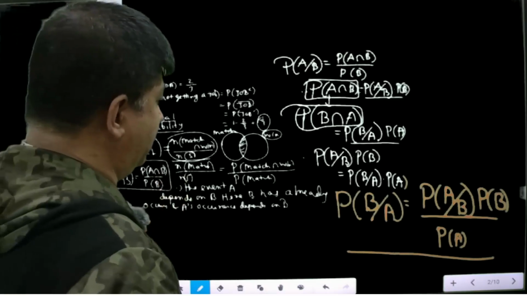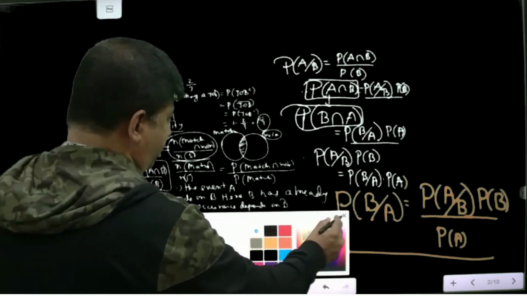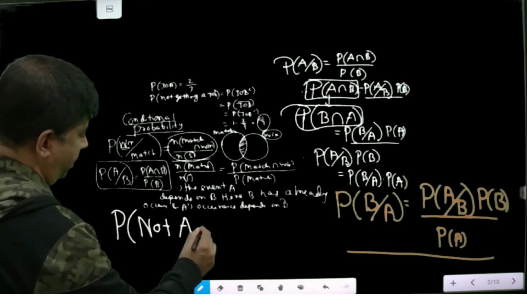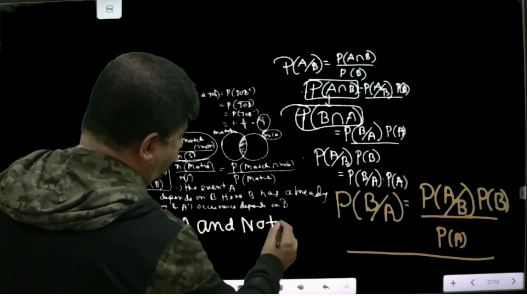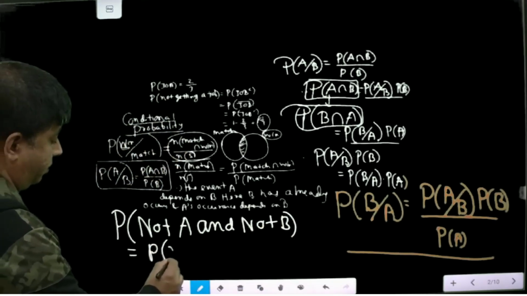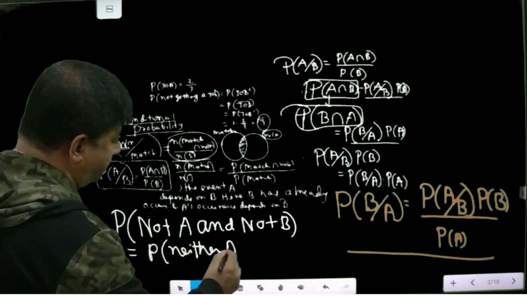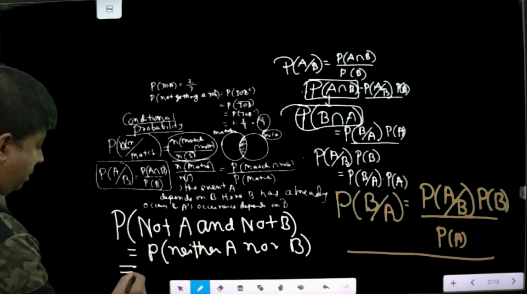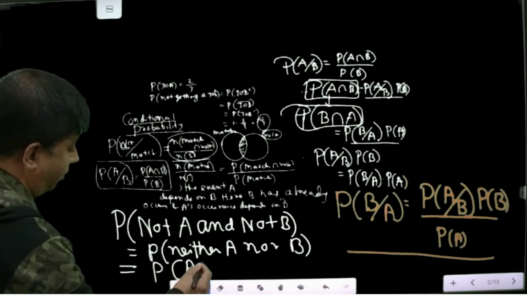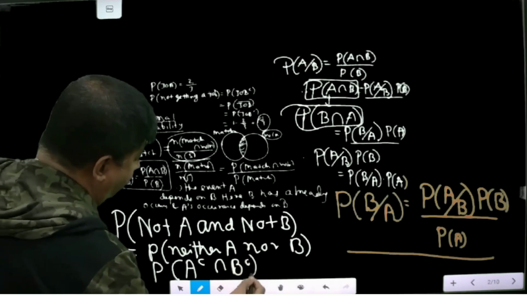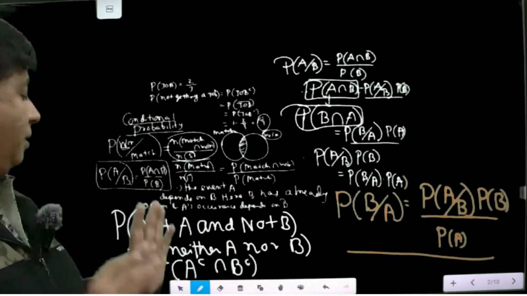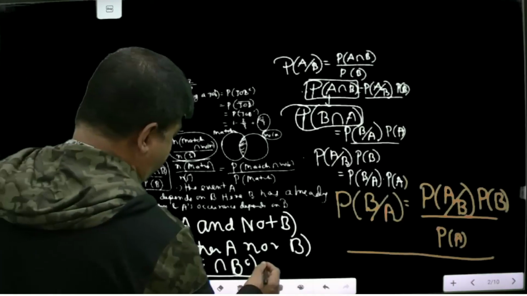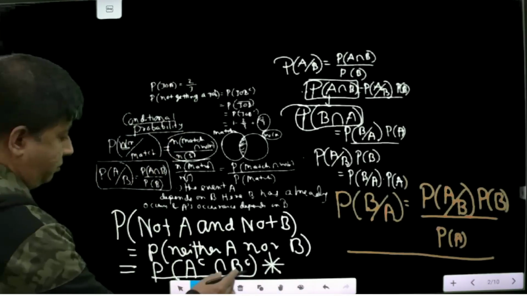Now, in conditional probability, another condition is to be used. What is that? Probability of no occurrence of A and no occurrence of B. It can be placed in this way: neither A nor B. So how to write it in mathematical form? See, P(A complement intersection B complement). What will I do with this? How to proceed next?